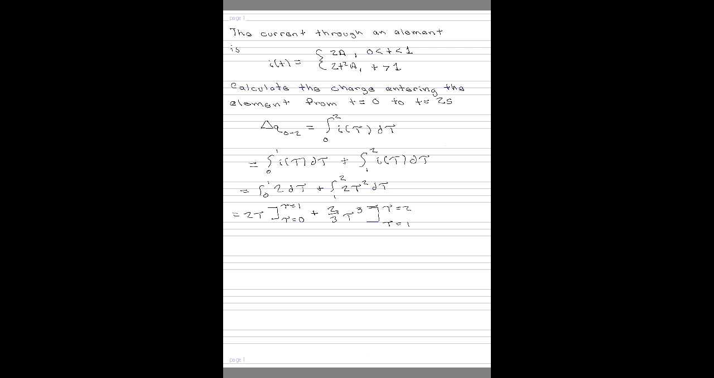So in our first evaluation, when I evaluate 2 tau at 1, of course I get 2. When I evaluate it at 0, I get 0. Plus, when I evaluate tau cubed at 2, 2 cubed will be 8, right? And 8 times 2/3 would be 16/3. You can pull that constant out by the linearity of the integration operator if you wish. When I evaluate the cubic function tau cubed at 1, I simply get 1/3. So I'm going to be subtracting off this 2/3.